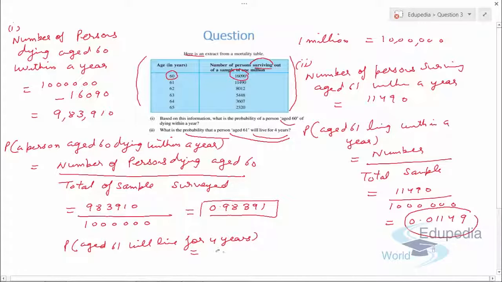So this will be 0.01149 times 0.01149 times 0.01149 times 0.01149. It's a rule of multiplication that we have to apply in this question. When you solve this, it will give you the probability that a person aged 61 will live for 4 years, right? So this is how we have to solve these types of questions.